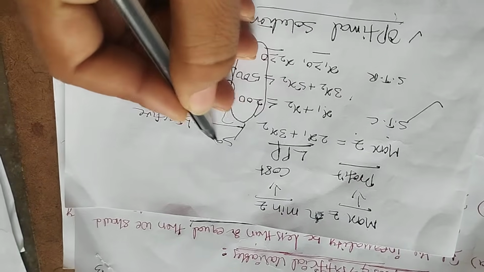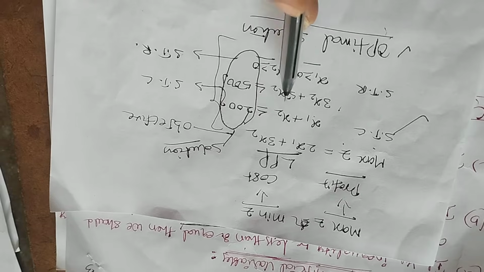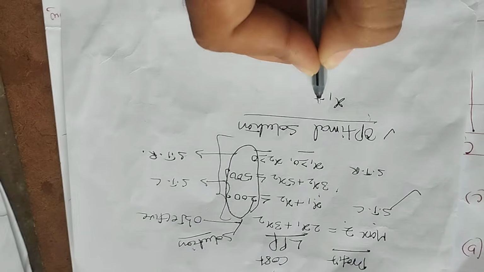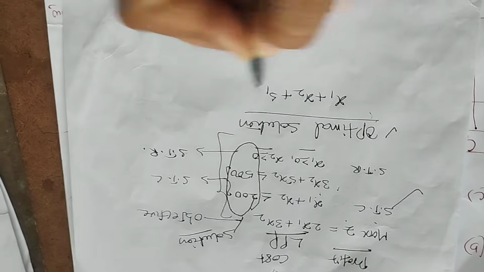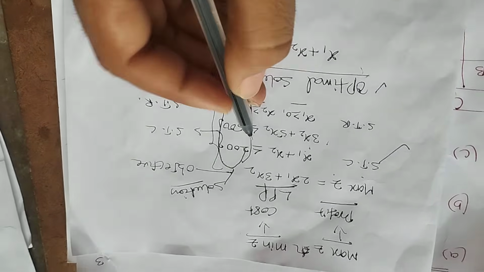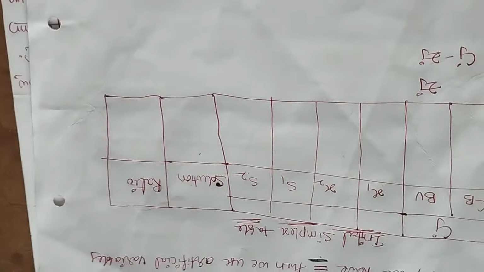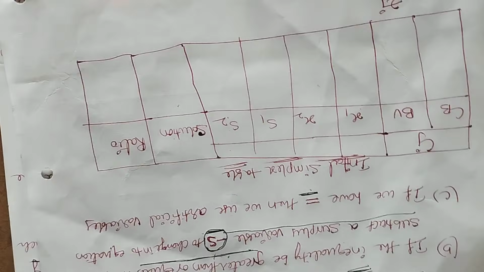This is called the solution values. And these variables can be removed. If it is less than or equal to, then how can the equation be changed? x1 plus x2 plus s1 is equal to 200. A slack variable is added because it is less than or equal to 200. Likewise, we should formulate the initial simplex table.